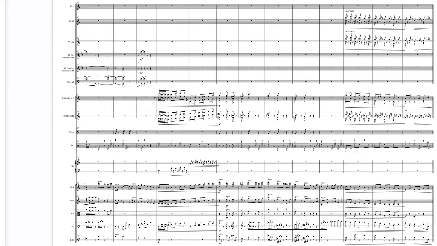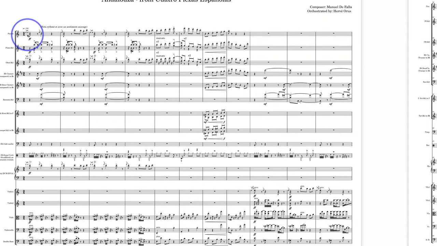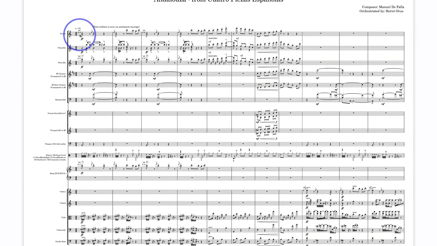All right, Hervé, what an exotic-sounding score. It's just very sort of perfumed and Mediterranean, and there's a lot of really fun stuff in here.